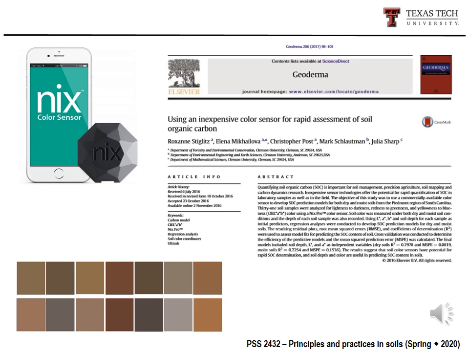This is another paper using the Nix color sensor for soil color assessment. And since the soil color is influenced by organic matter, it was possible to estimate the soil organic carbon based on Nix color parameters, for example, LAB parameters.